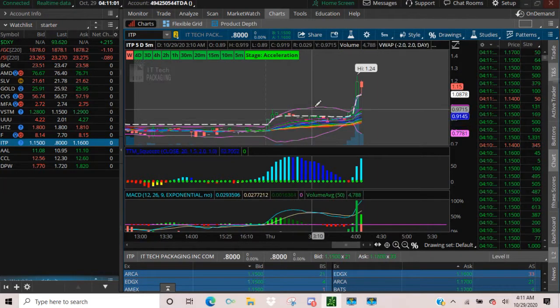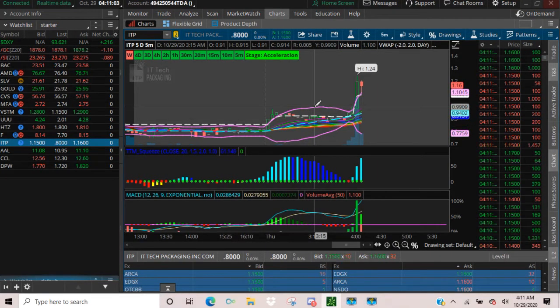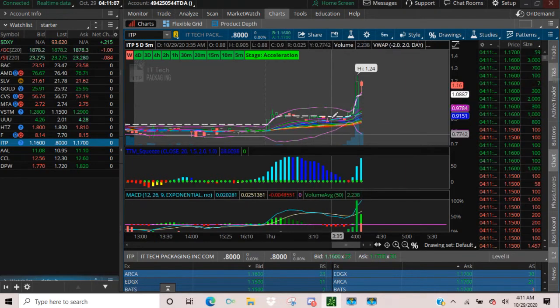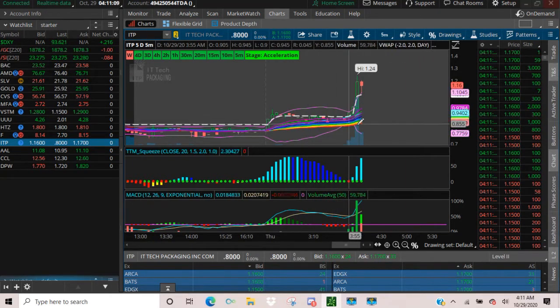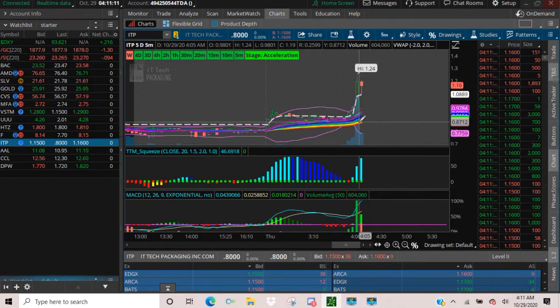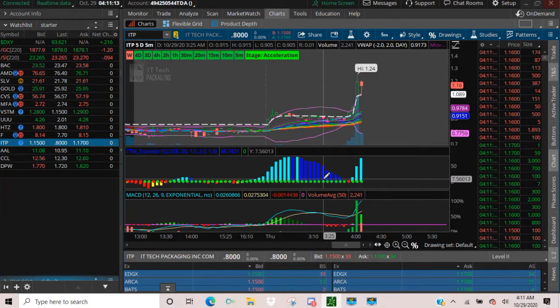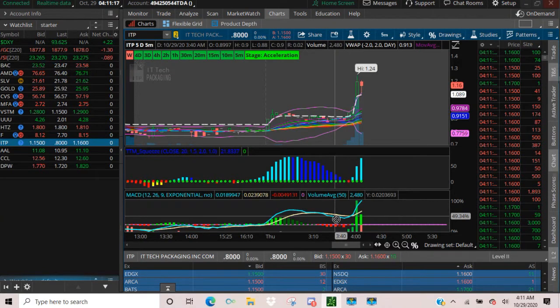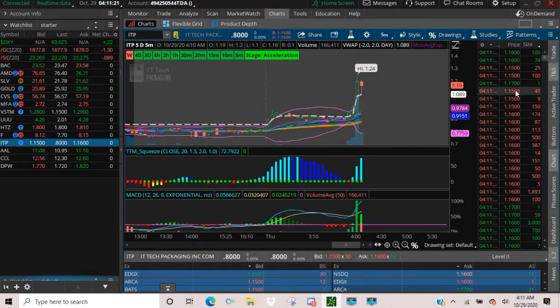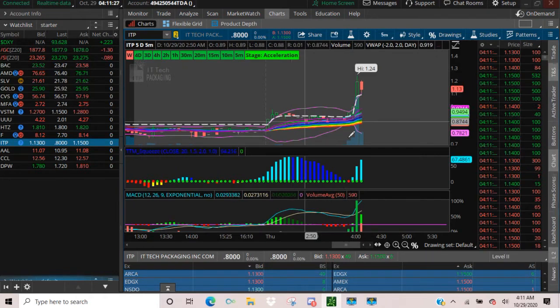So I have my usual indicators going on. I've got the Bollinger Bands. The white dotted line is the VWAP. I have my EMA ribbon. Down below it is the TTM squeeze. Below that, the MACD and volume. That's all I use. I use time and sales, and I use level 2 down here. And this is how I find them.